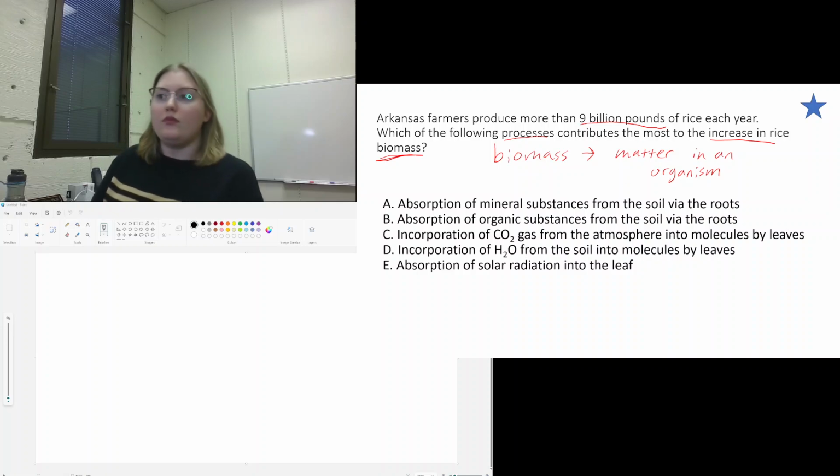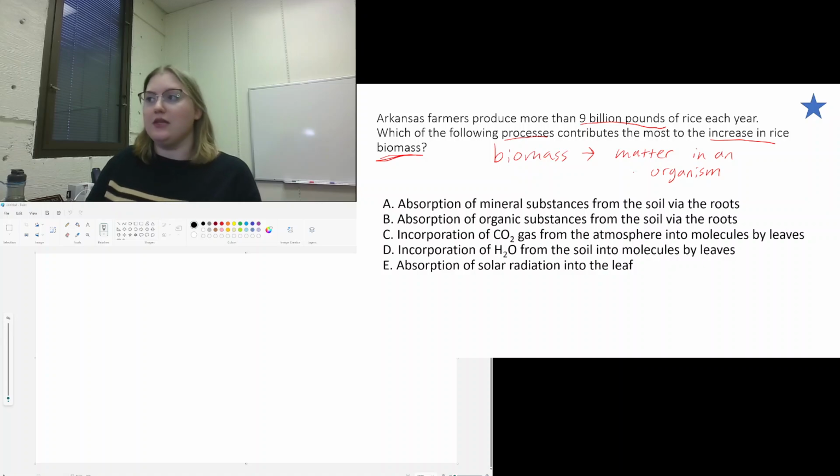Okay, so let's think about this for a moment. Our first option is absorption of mineral substances through the soil via the roots, absorption of organic substances from the soil via the roots, incorporation of CO2 gas from the atmosphere into molecules by leaves, incorporation of H2O from the soil into molecules by leaves, and E, absorption of solar radiation into the leaf. So think about this for a moment.